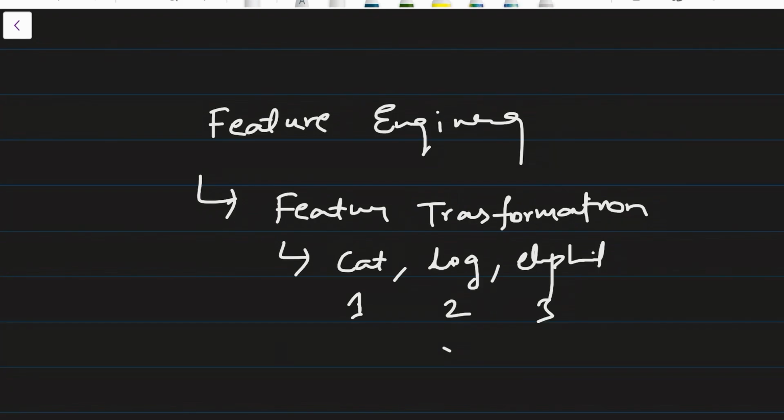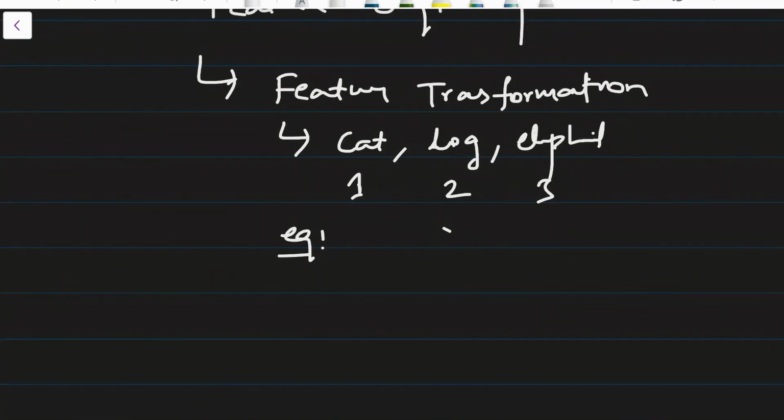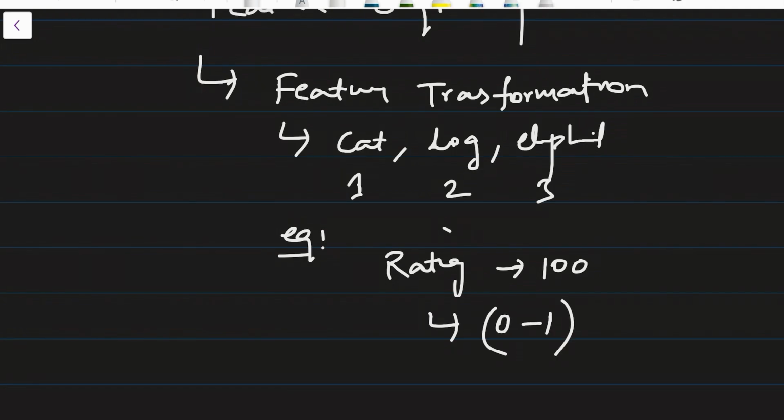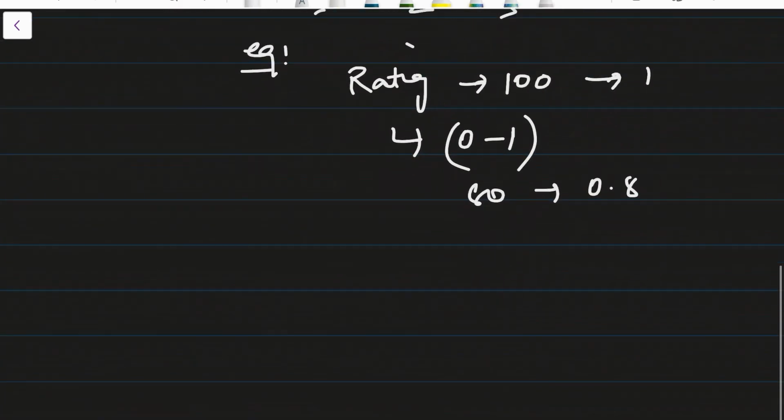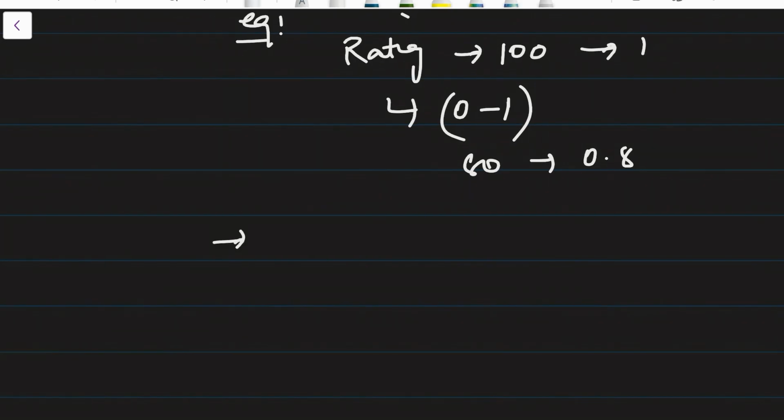Another example is ratings. Let us suppose a rating is 100 out of 100. When you multiply it with any large number, the result will be very large. To eliminate this, we reduce it to a range of 0 to 1. So 100 will be given as 1, and 80 will be given as 0.8. Like this, we will be transforming the features.